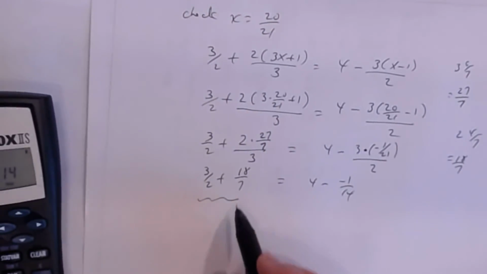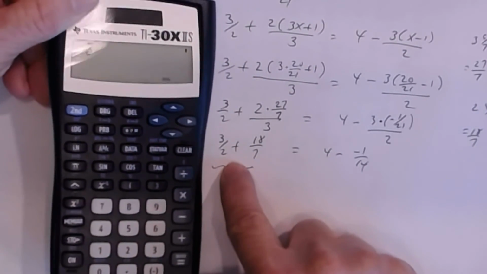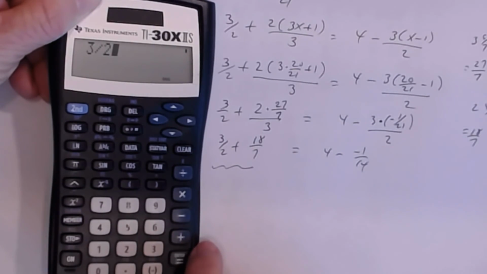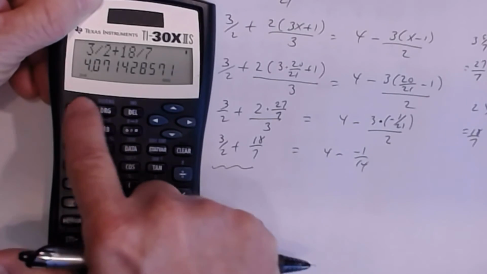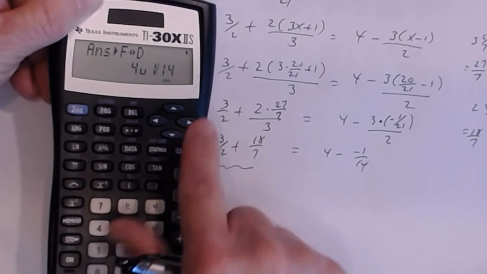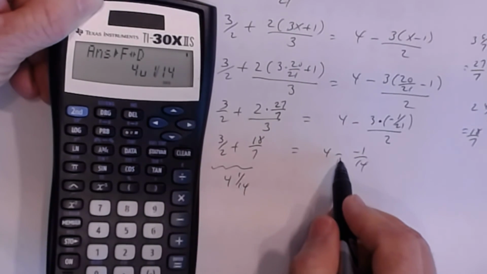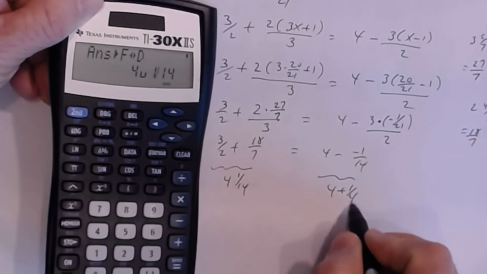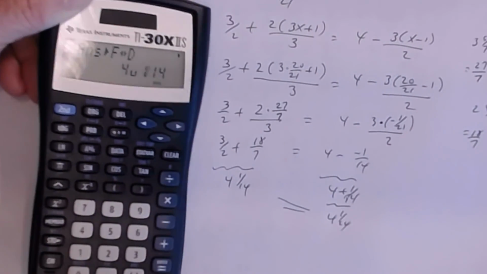All right, now let's use a calculator for this. So 3 halves, so 3 divided by 2 plus 18 divided by 7, press equal. So let's change that to a fraction. And when I do that, I get 4 and 1/14. So let's see what this is. Oh, well, look. So subtract a negative means adding, right? So that's 4 plus 1/14, and 4 plus 1/14 is 4 and 1/14, and those two are equal.